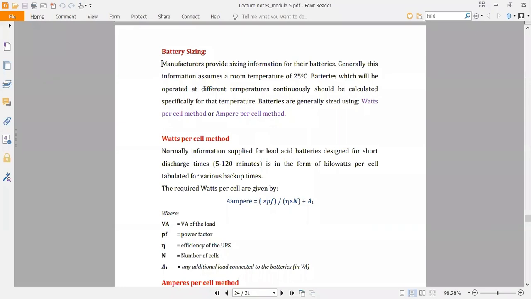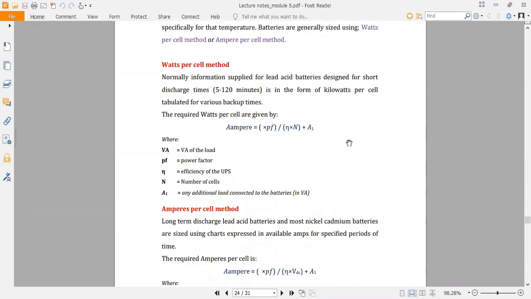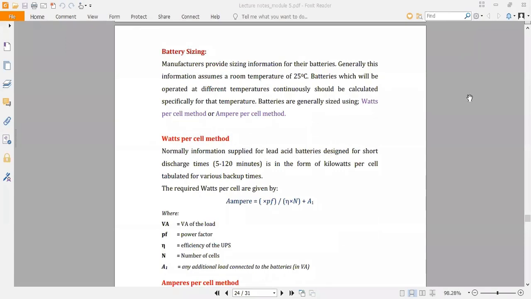बेसिकली दो मेथड्स हैं, वाट पर सेल मेथड एंड एम्पियर पर सेल मेथड, ठीक है। ये दो मेथड हैं जिससे कि हम लोग बैटरी के साइज को कैलकुलेट कर सकते हैं। बैटरी का साइज करने का क्या मतलब है, जो उसका एम्पियर आवर रेटिंग हो, ठीक है। So we can select the size of the battery by using two different methods. The first one is the watt per cell method.